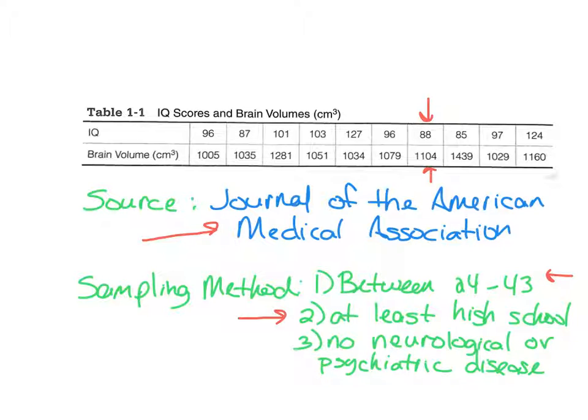At least a high school education. And the last thing, also very important in this case, is none of their people had any kind of neurological or psychiatric disease. So nothing known wrong with their brain. So good study right there, and interesting.